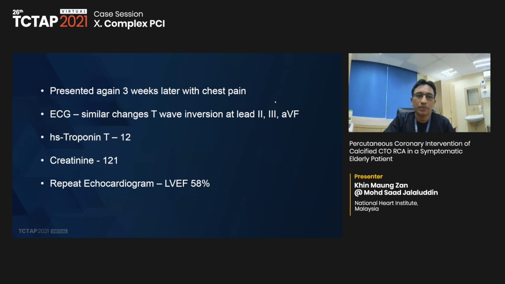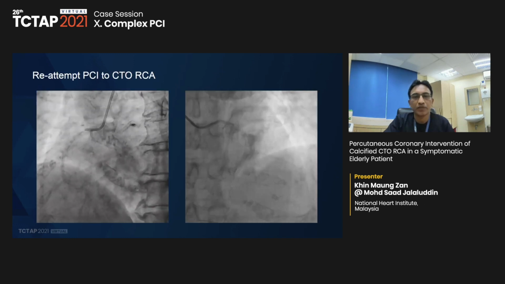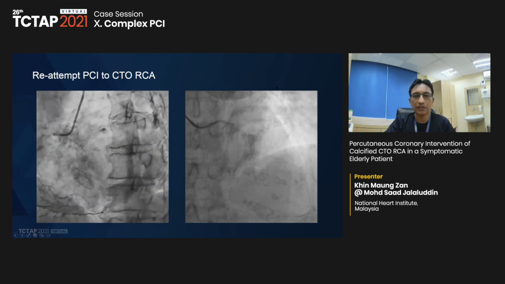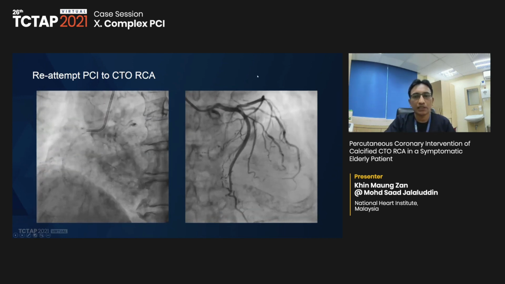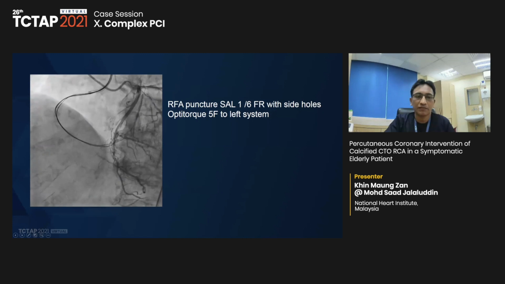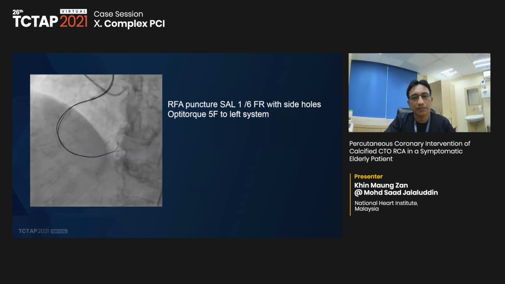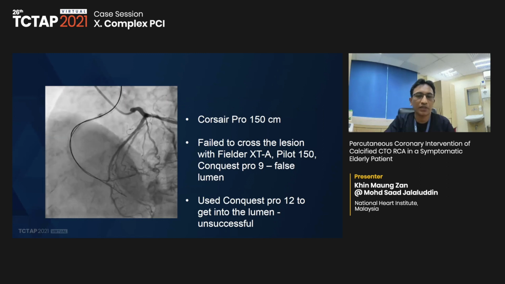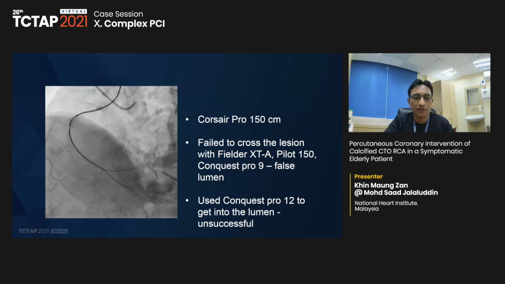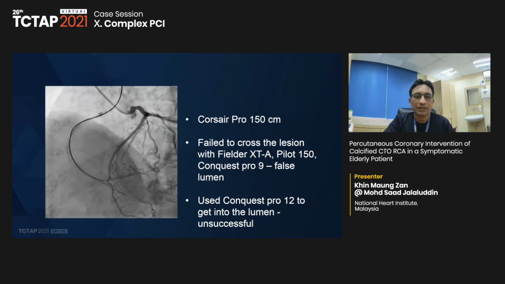However, this patient again presented 3 weeks later with chest pain, with ECG showing similar changes, and creatinine was 121. The echocardiogram still showed preserved LV function. So we reattempted PCI to CTO-RCA at this point with an SAL1 6 French guiding catheter to the right, and also an OptiTorque 5 French to the left system. We attempted to cross the CTO-RCA with Fielder XT, Pilot 150, Conquest Pro 9 and 12. However, we were not able to get into the distal lumen.